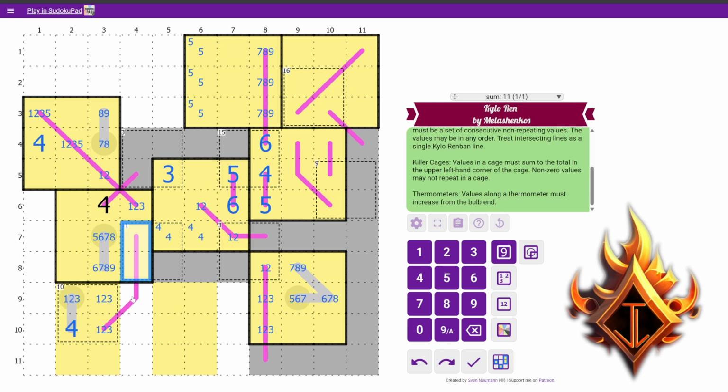Back to this. If this was 0, those would be 1, 2, 3. So 5, 3, and 2 would not work. 3 and 1 would be 7. 1 and 2 would be 8. Those both seem like they would work.